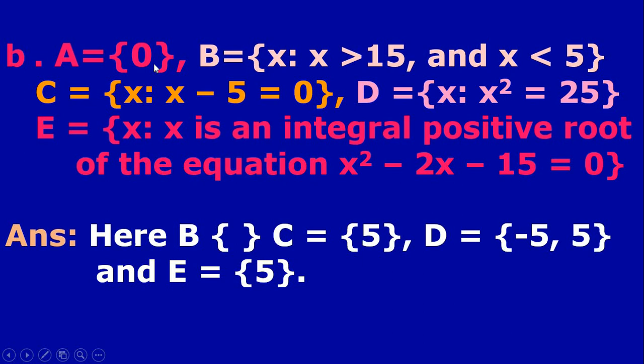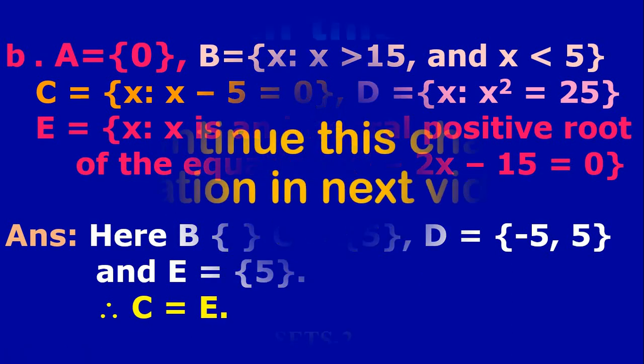Now here A is set containing 0, B is empty set, C is set containing only 5. So set D contains plus or minus 5 and E contains only 5. Now here C and E are equal sets. So here C and E only are equal. Other sets are not equal.